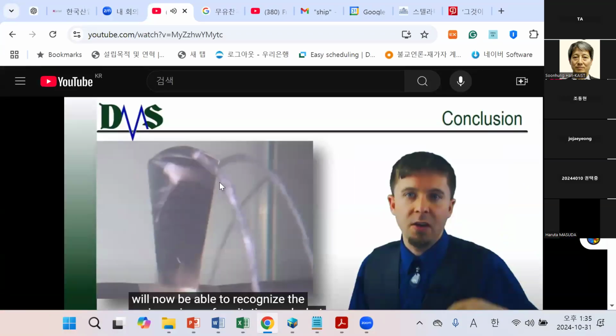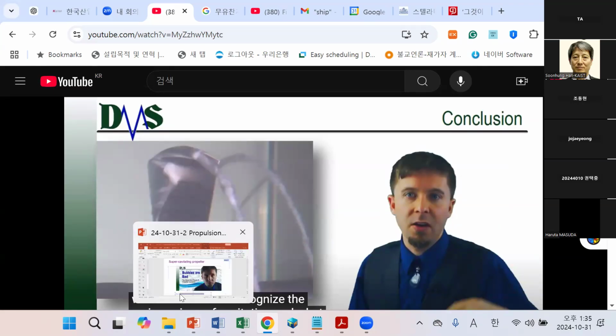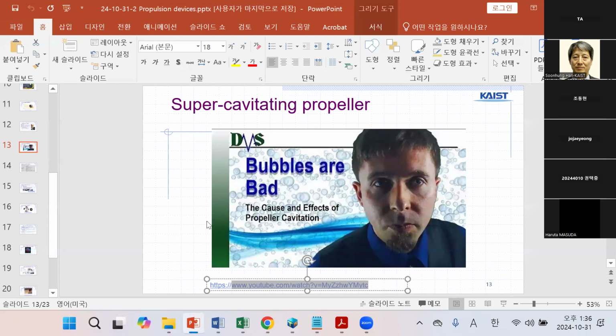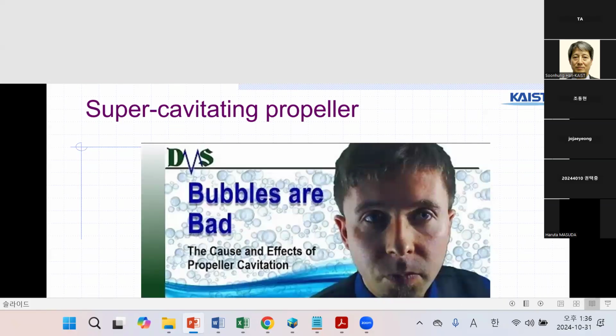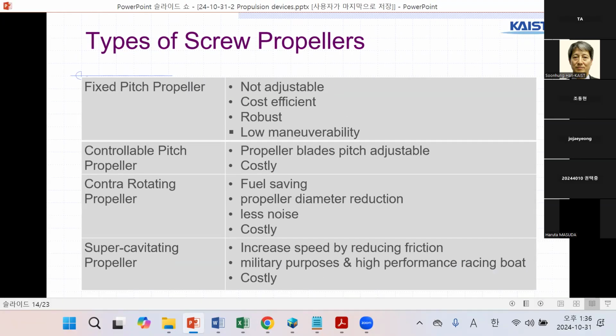I'm not sure about the supercavitating one, it's experimental. Supercavitating is only for expectation. Right. We need to change the title. So, skin propeller again: fixed pitch, control rotating, and supercavitating. It is for military, but it is costly. And control rotating is fuel saving.